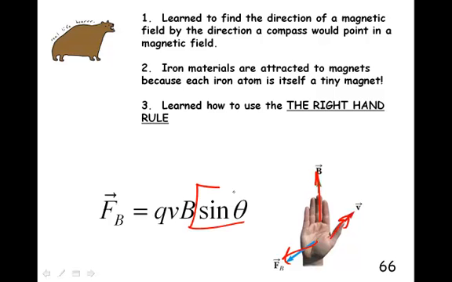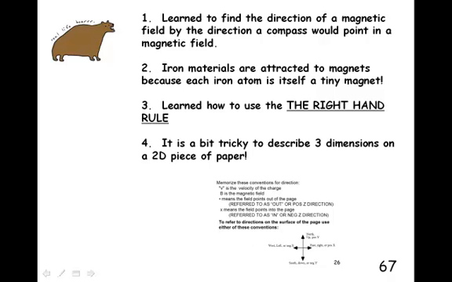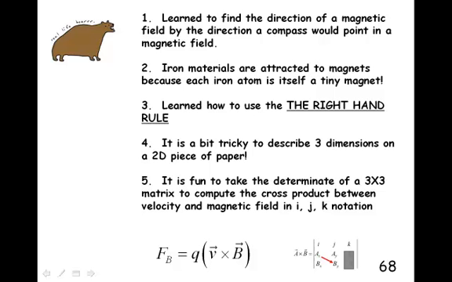And remember, we have to have that sine of the angle in there. It's a bit tricky to describe the 3 dimensions that we have to work with now on a 2-dimensional piece of paper. Up till now, we could do all our problems in 2 dimensions, but magnetism only exists if we live in 3 dimensions. If we lived in 2 dimensions, there wouldn't be magnetism. It's fun to take the determinant of a 3x3 matrix to compute the cross product between velocity and magnetic field.